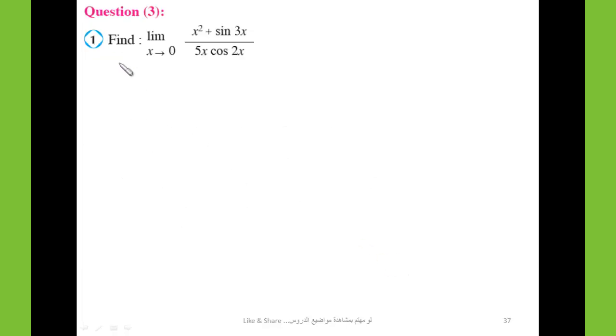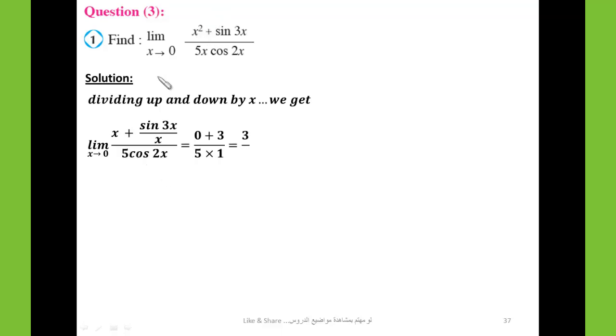Third question, part 1. Find the limit of x squared plus sine 3x over 5x cosine 2x when x tends to 0. Direct substitution makes this fraction equal 0 over 0, which is an indeterminate form, so we use the rules of the limit. Dividing up and down by x, x squared divided by x equals x, we have sine 3x over x, and 5x cosine 2x divided by x equals 5 cosine 2x.